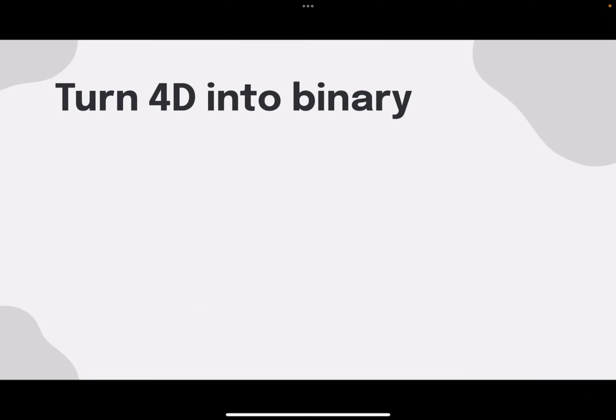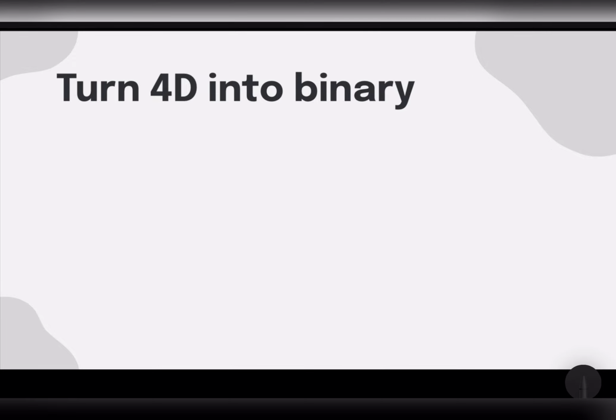Turn 4D into binary. If you want to do it yourself, pause now. So in order to turn 4D into binary, we have two methods. The first one is manually. So you separate the two of them, and then you turn D into the decimal number, which is 13, and 4 into the decimal number, which is 4. And then you divide 13 by 2 until the remainder is 0.